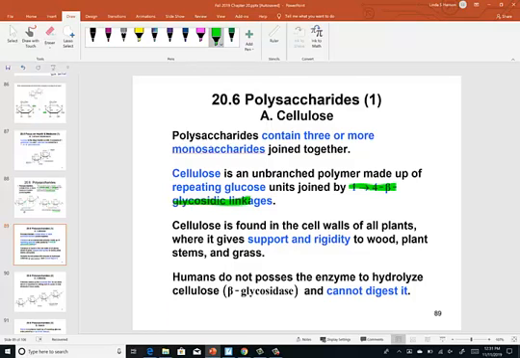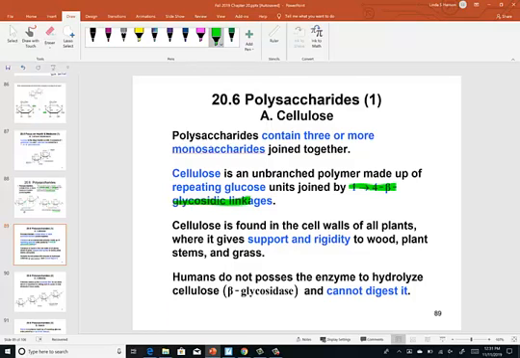And just a quality of cellulose, we find that in cell walls of plants where it gives support and rigidity to wood, plant stems, and grass. Cellulose is a very fibrous substance. For instance, found in celery, the very fibrous, woody pulp that celery can degrade to.